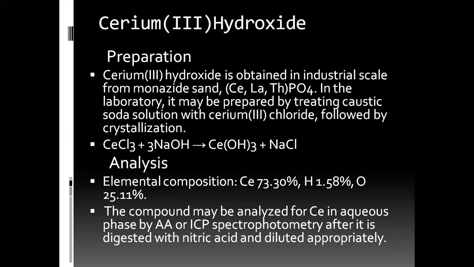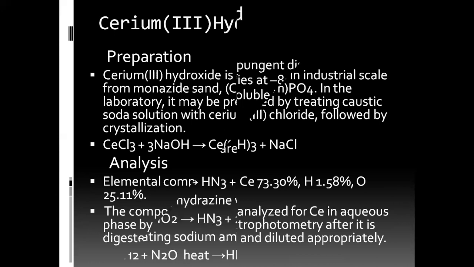Analysis of cerium. Elemental composition: cerium 73.30%, hydrogen 1.58%, oxygen 25.11%. The compound may be analyzed for cerium in aqueous phase by AA or ICP spectrometry after it is digested with nitric acid and diluted appropriately.